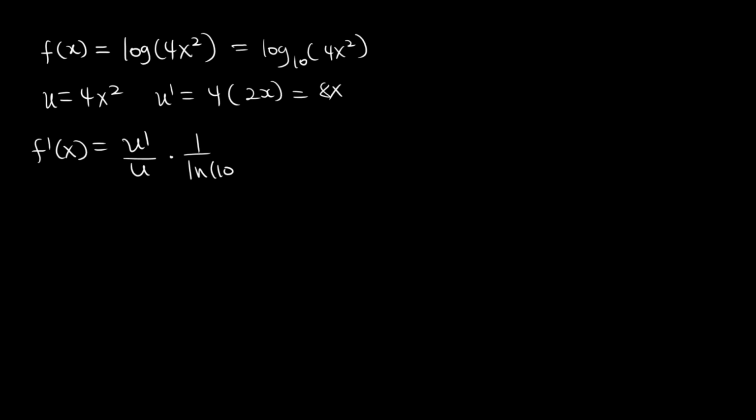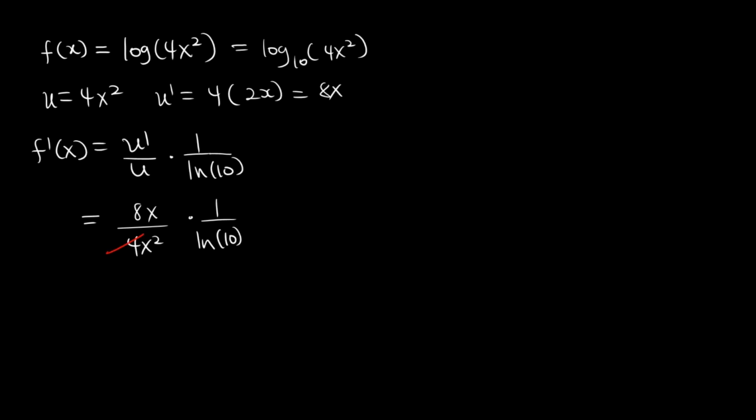Okay, so this is what we have now. Now let's do substitution here. So you know u prime to be 8x, and then you know u to be 4x squared, times 1 over ln of 10. So now let's simplify what we have here.